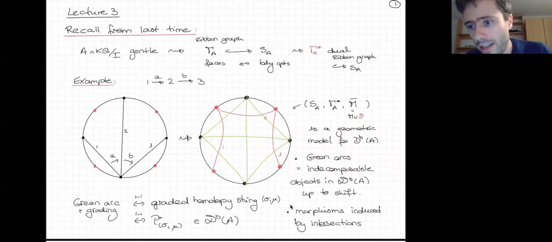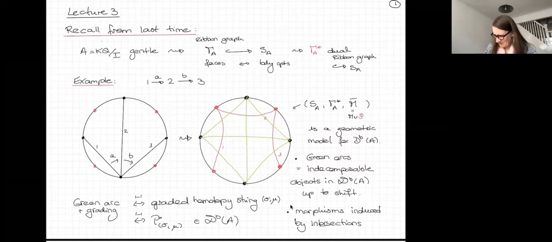So with that said, it's my great pleasure to introduce Sibylle Schroll, who will give her last lecture on the bounded derived category of a gentle algebra. Thank you very much, Sandra. Okay, so I want to start with a very brief recall of what we've done so far.